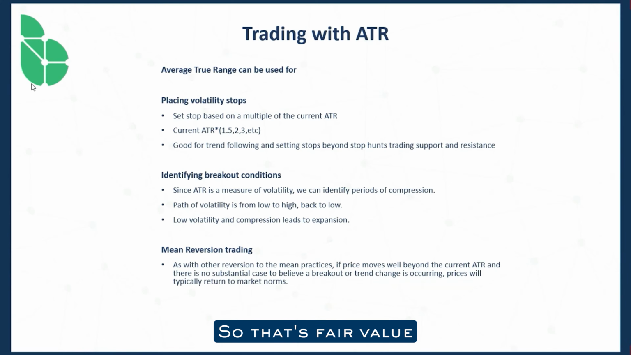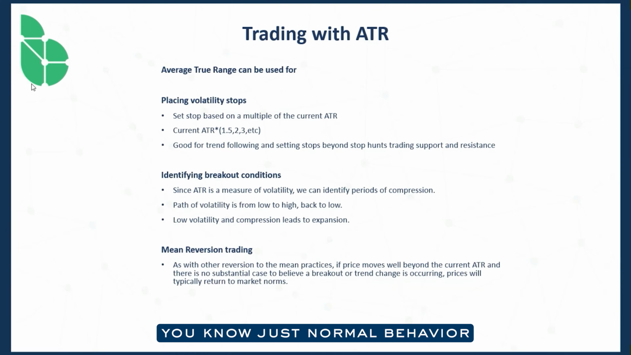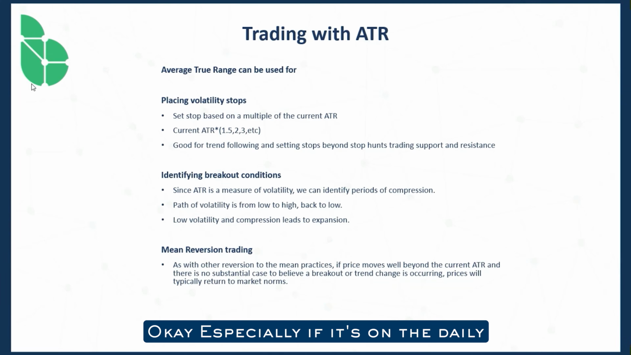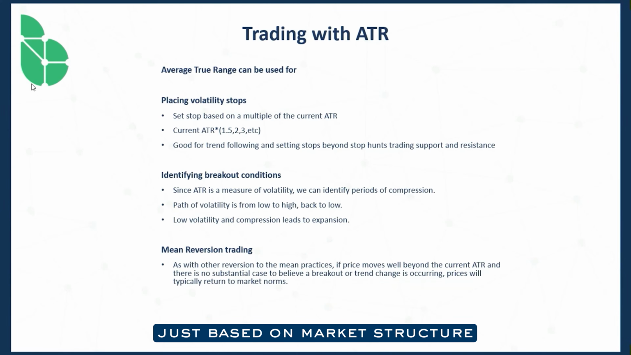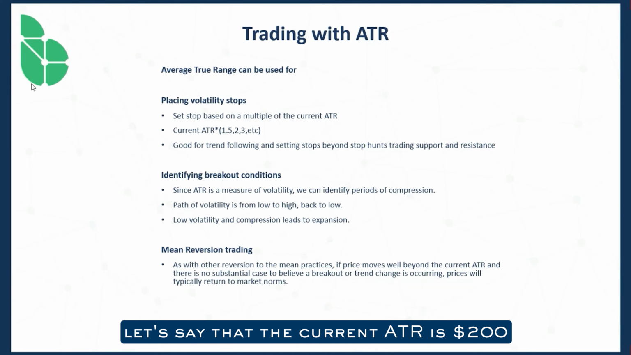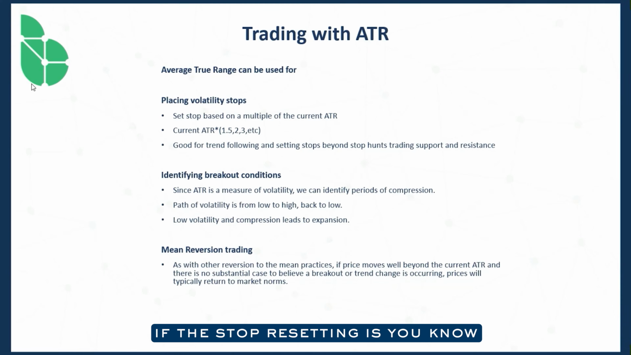So that's fair value. Anything under the current ATR is going to be considered just normal behavior for that period, especially if it's on the daily. So if we are setting a stop in a trending market, or setting a stop just based on market structure, let's say that the current ATR is $200. Well, if the stop we're setting is $200 and below, then there is no reason to think that we might be stopped out of a trade just through normal price behavior alone.